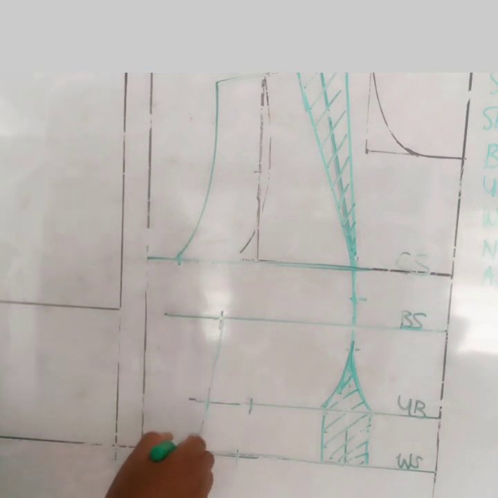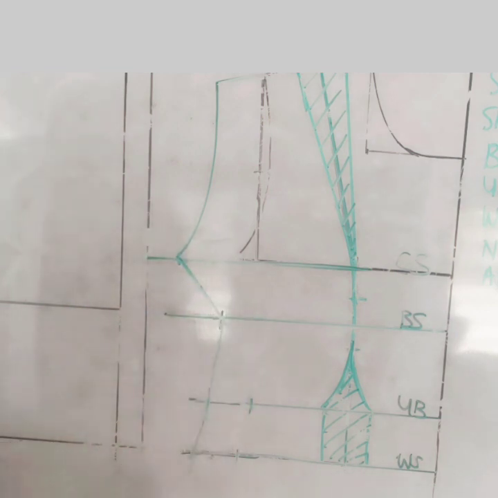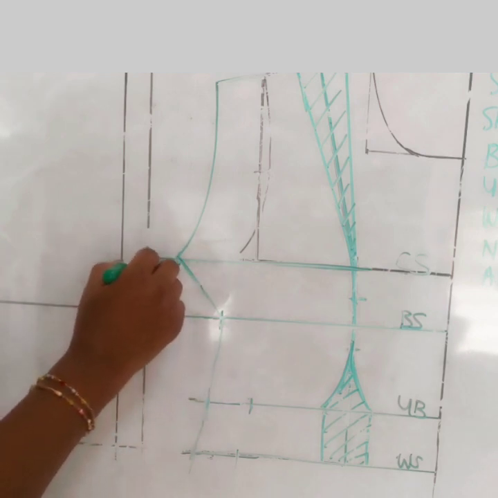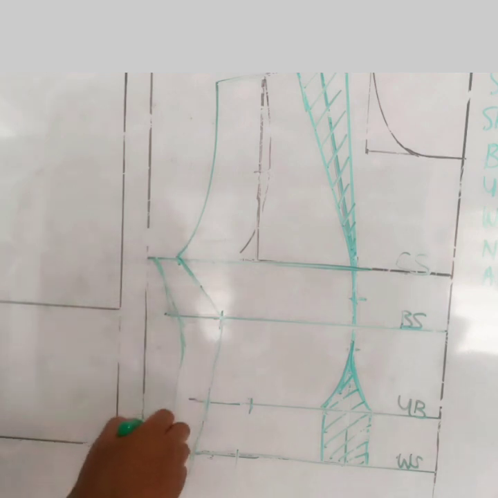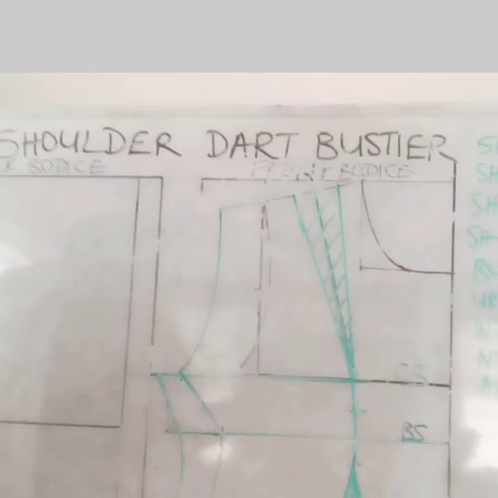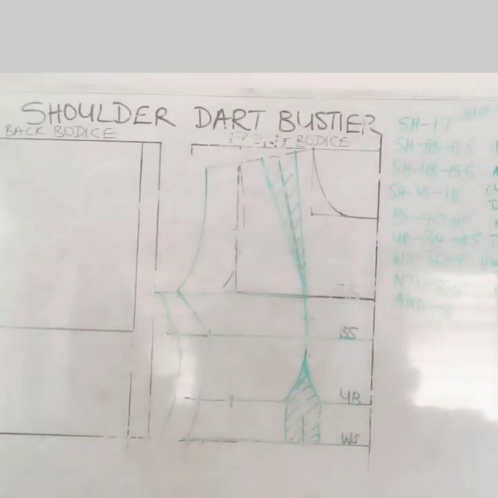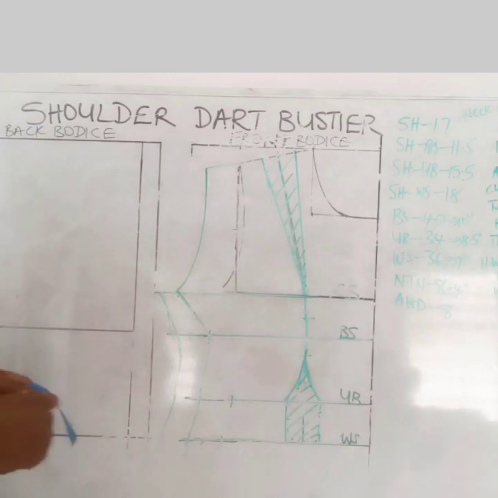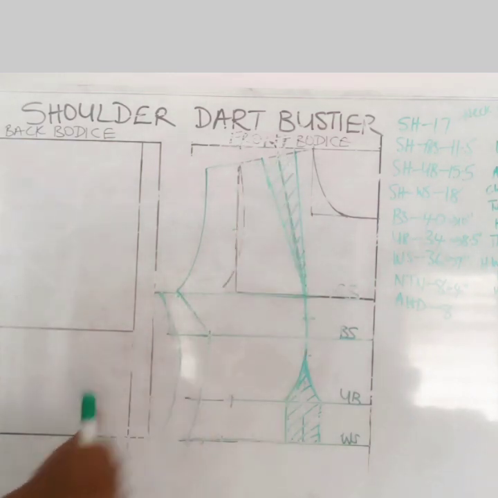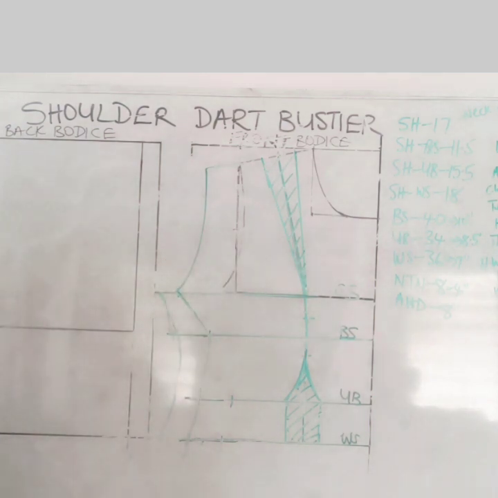Just connect it. Don't forget, we have not added our allowances yet. You can add your allowances as you like. So this is a princess, this is a shoulder dart bustier. So the front pattern is complete.